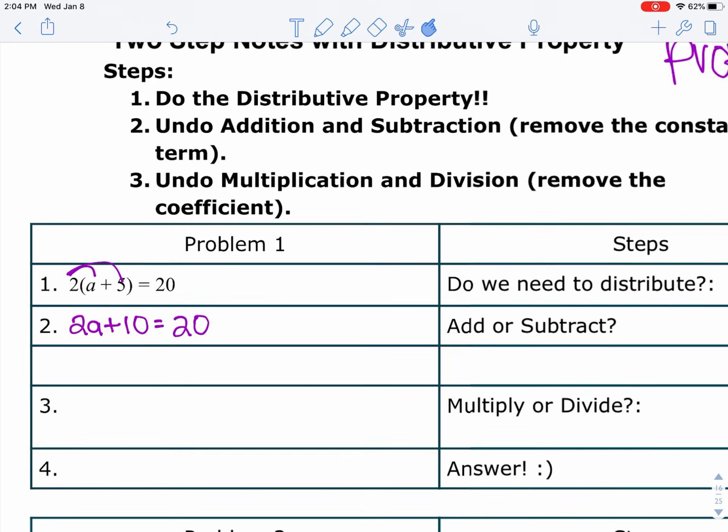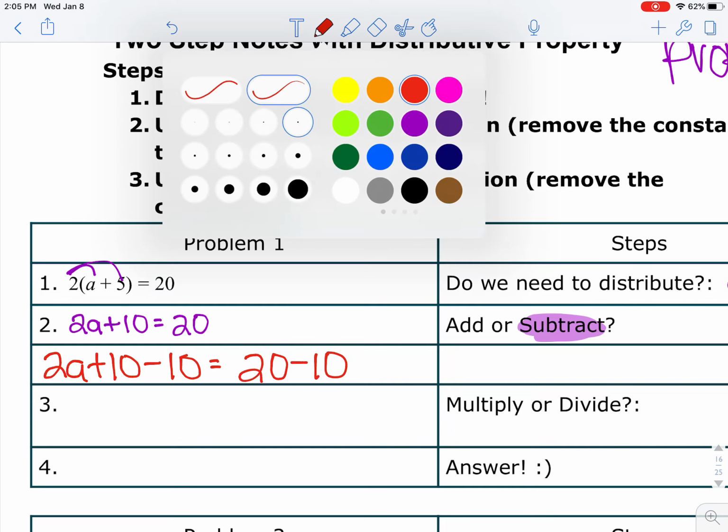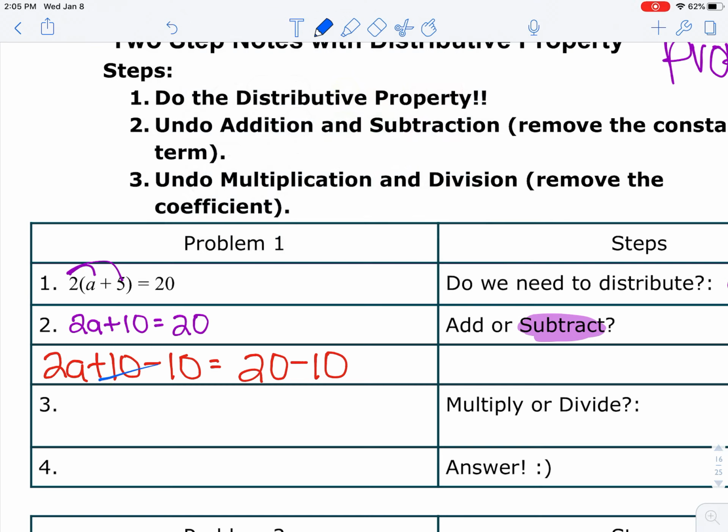Now, this looks exactly like what we did yesterday. We have adding going on because we have that plus 10. So I've got to do the opposite of adding. The opposite would be to subtract. So remember, you're going to want to take both sides and subtract 10. When you go to combine your like terms, the 10s cancel and leave you with 2a, and I know 20 minus 10 is just 10.